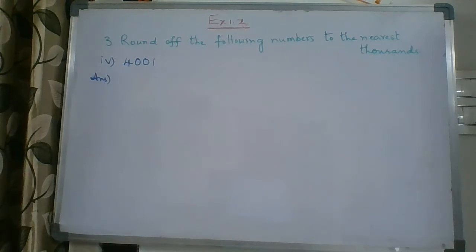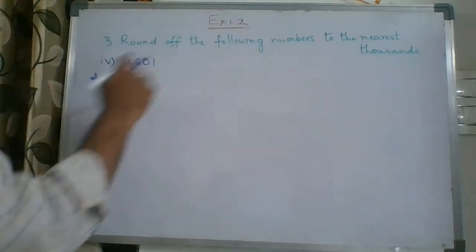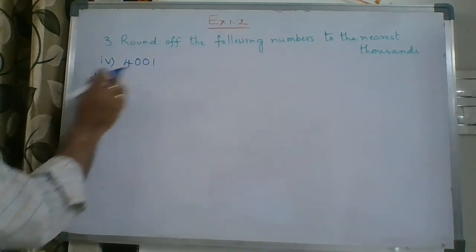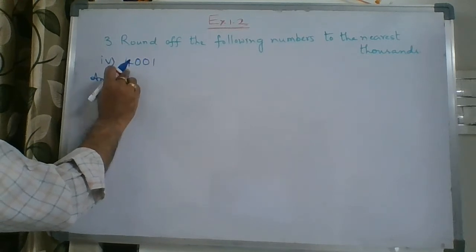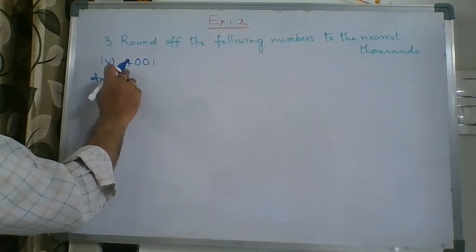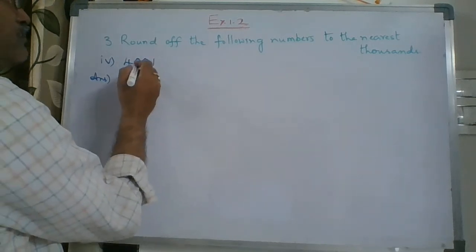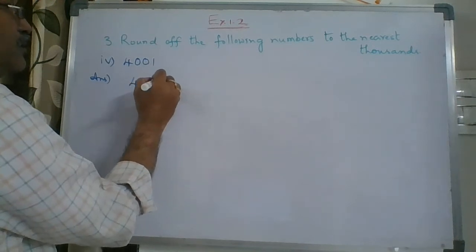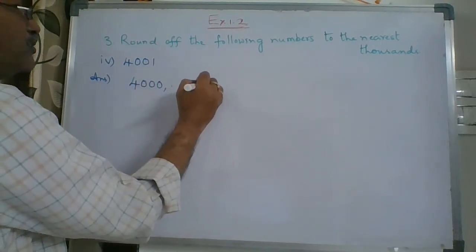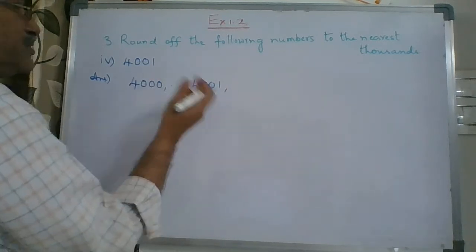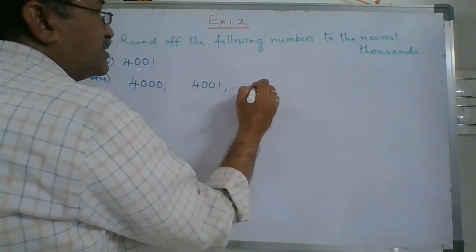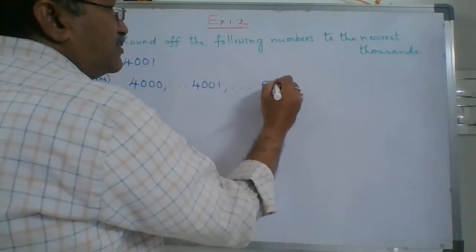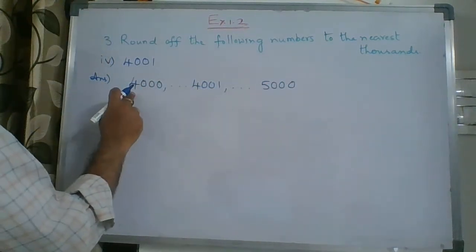Now the third question is round off the following numbers to the nearest thousands. Again I have taken the fourth one only, 4001. In 4001, in thousands place it is 4. Before 4001 you will get 4000, isn't it? And what is next after 4000? In thousands place we have to change the number, so it is 5000. It lies between 4000 and 5000.